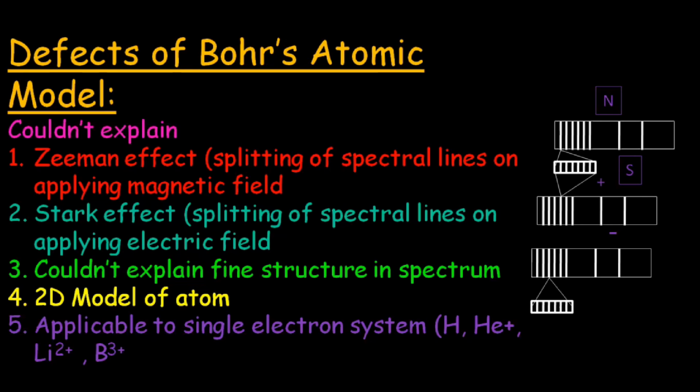The Bohr atomic model is applicable to single electron systems only, like hydrogen, helium positive, lithium 2 positive, beryllium 3 positive types of species. It fails to explain the structure of polyelectron systems. This was all about the Bohr atomic model, its postulates, its benefits, its structure, and the defects of the Bohr atomic model.